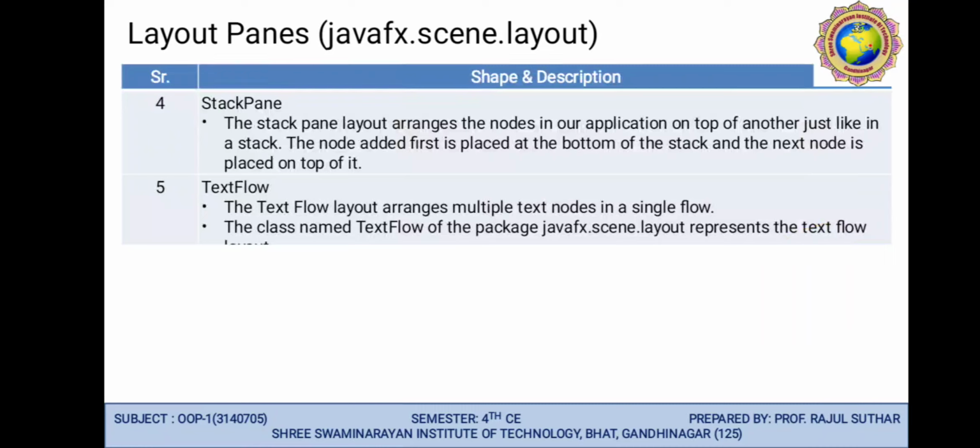StackPane is a layout that arranges nodes in our application on top of another, just like a stack. We are all familiar with the stack in data structures. A node added first is placed at the bottom of the stack and the next node is placed on top of it. So it will be like the stack data structure. It is not first in first out, it is last in first out.